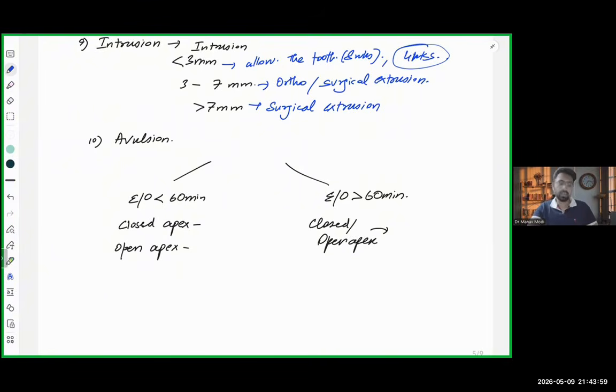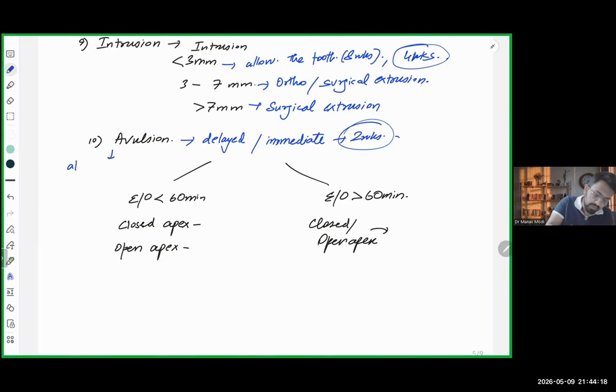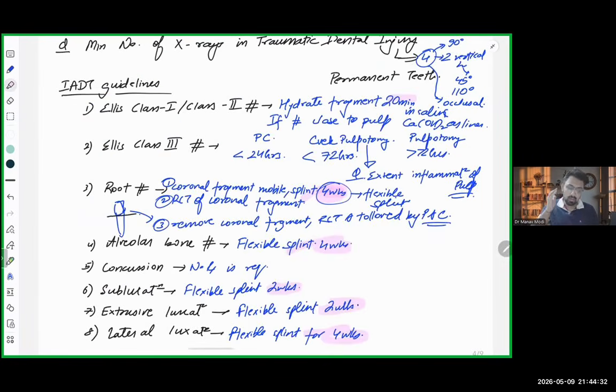Then guys, we come to the case of avulsion. When it's delayed or immediate reimplantation, we give a splint for 2 weeks. In either of the two cases, we will give a splint of 2 weeks. But guys, note it, very important. When there is alveolar bone fracture, we will give for 4 weeks. So in which cases are we going for 4 weeks? In intrusion, 4 weeks, alveolar bone fracture, 4 weeks, then lateral luxation, 4 weeks, and root fracture, 4 weeks. Rest all we give for 2 weeks.